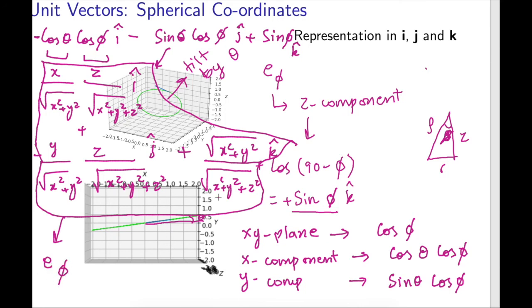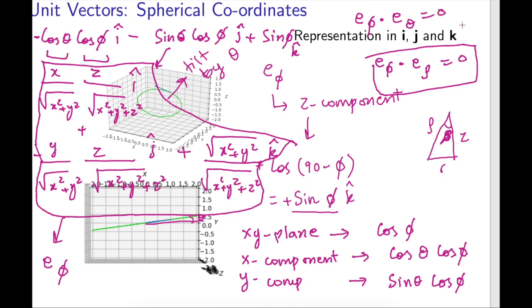Now, since they are unit vectors and they should be orthogonal, if you take E of phi dot product with E of rho, you should get 0, and you can check easily whether this is the case or not. Similarly, E of phi dot product with E of theta should also be 0, and E of theta dot product with E of rho should also be 0.